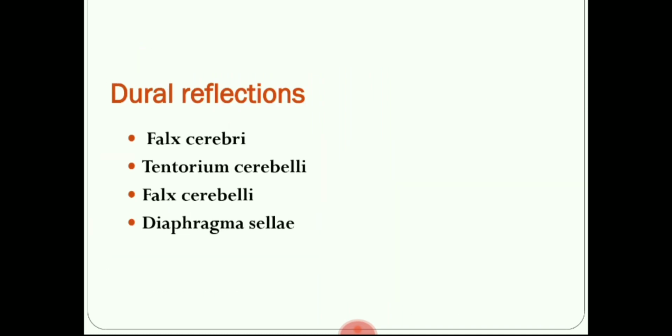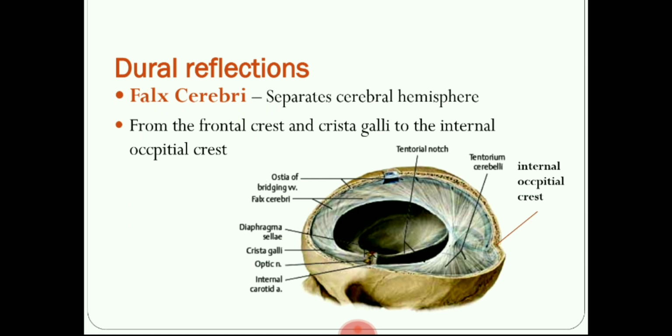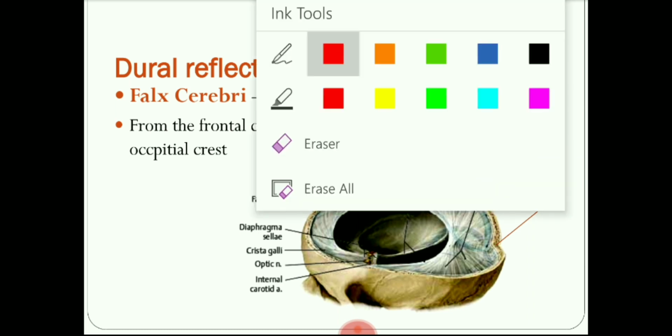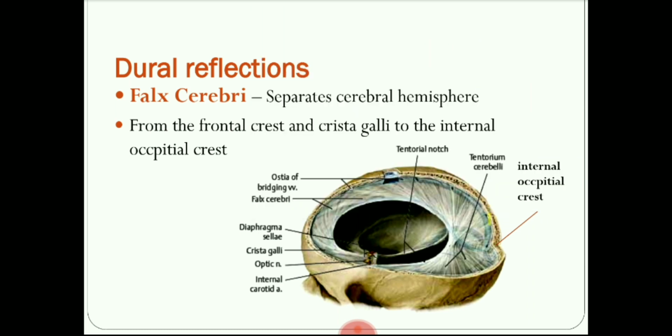One is the falx cerebri, separating the two cerebral hemispheres. Tentorium cerebelli, separating the occipital lobe of the cerebrum from the cerebellum. Falx cerebelli, separating the two halves of the cerebellum, and diaphragma sellae, which is above the pituitary fossa or sella turcica. Now I'll tell you the details about their attachments and what venous sinuses are enclosed by each fold. First come to the falx cerebri.